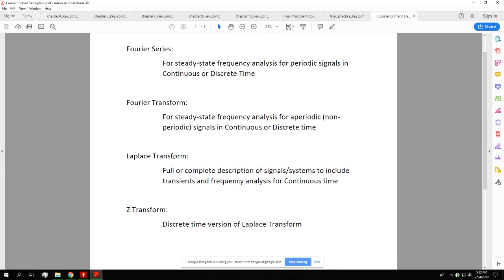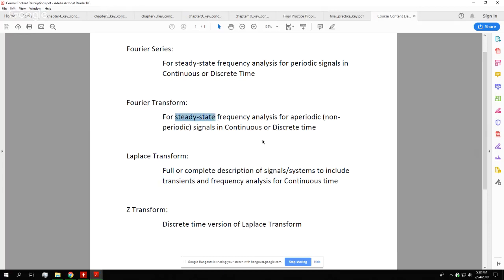And the Laplace transform is literally the exact same thing as a Fourier transform, except that a Laplace transform includes more information than the Fourier transform is capable of. And the thing that it includes is your transients. Whenever we do the Fourier transform or the Fourier series, that is for a signal in steady state.